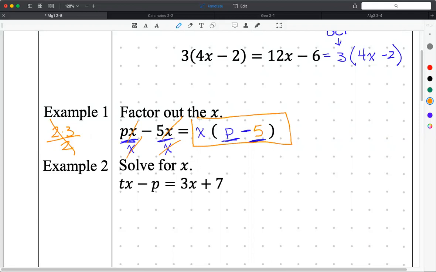And you can check it, right? I mean, we went backwards. We factored out an x, but let's go forwards to check our work. If I were to go ahead and go forwards and distribute the x, x times p is px, and x times negative 5 is negative 5x. So we give ourselves the thumbs up.